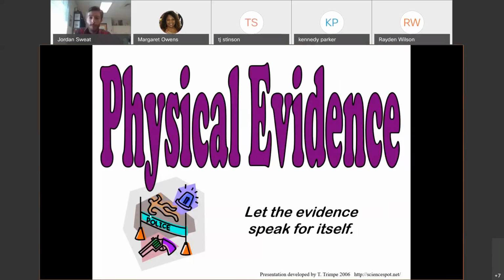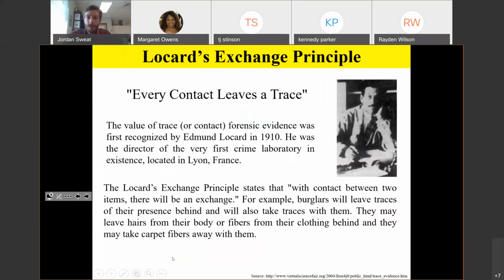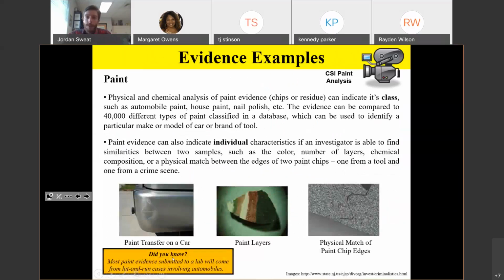All right. So with physical evidence, remember we were discussing Edmund Locard's exchange principle, that with contact between two items, there will be an exchange. And the first form of physical evidence that we had was paint. I'm not spending a lot of time on this today because we'll have a review on this material next week prior to your test, so just touching on the few main points.